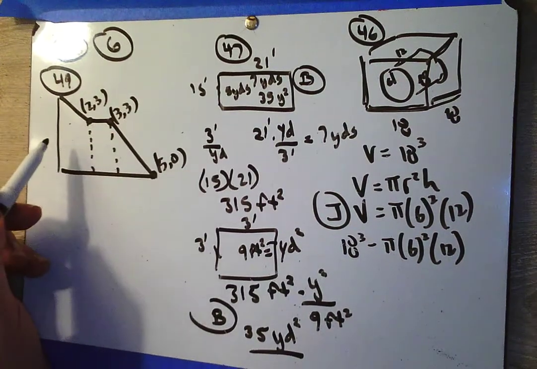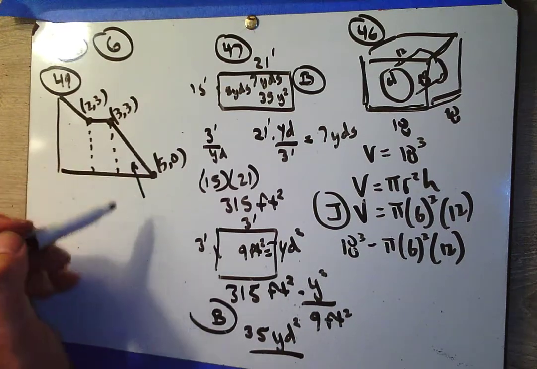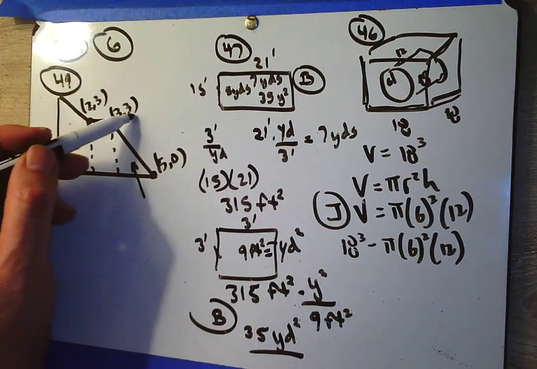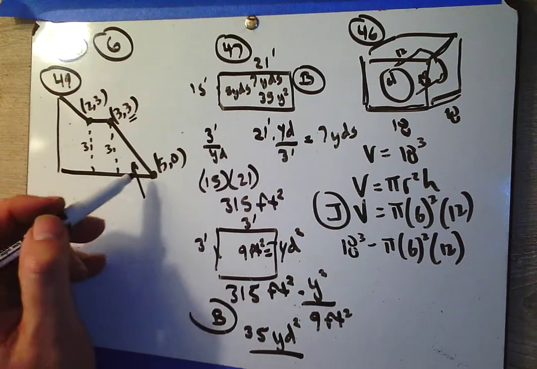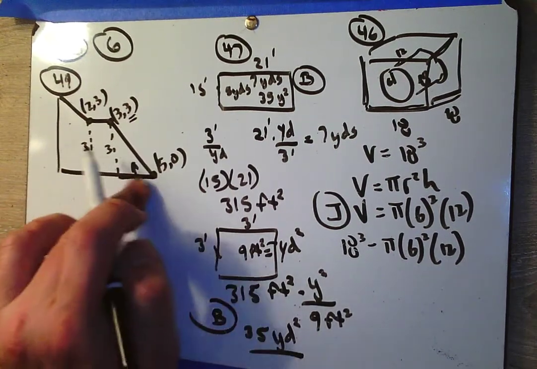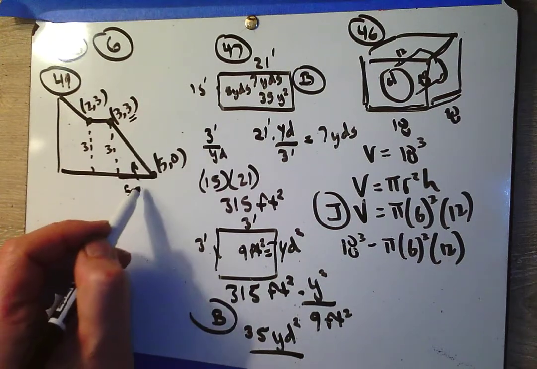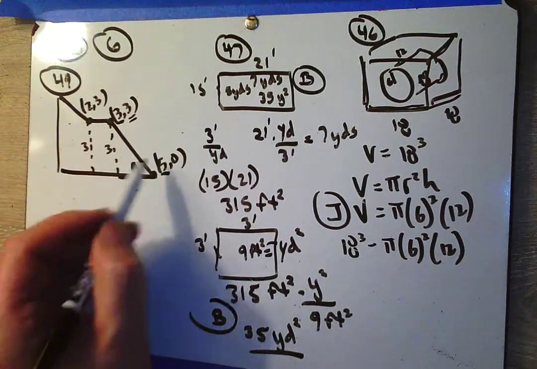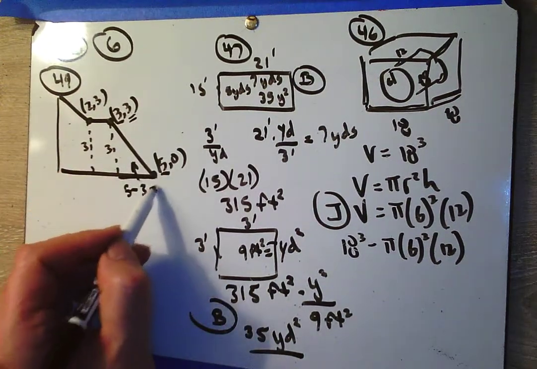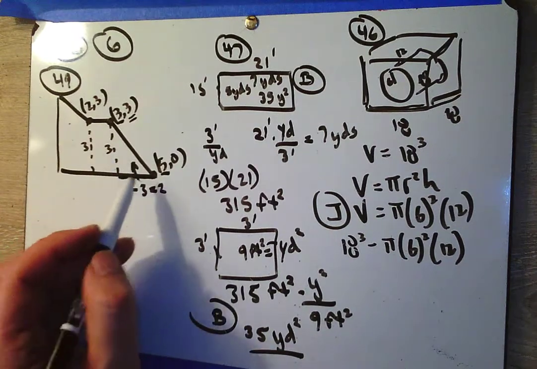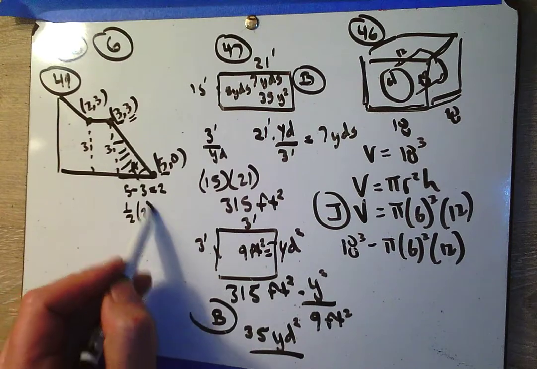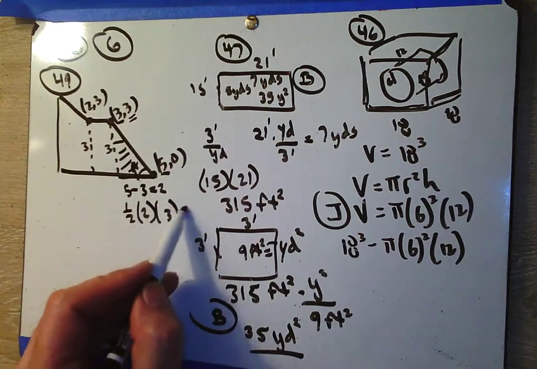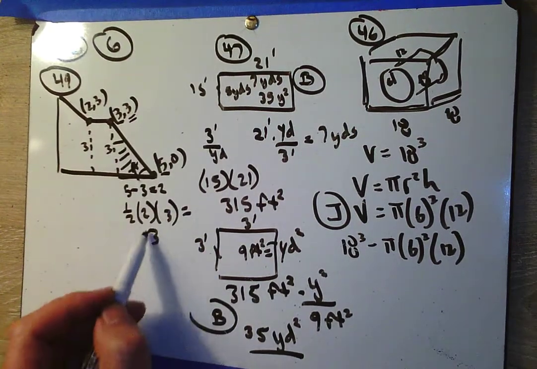Well, I see 3 shapes here. I see a triangle. I know the height of this triangle is 3. And I know the width of the triangle is 5 minus 3, the difference in these x values, or 2. So the area of the triangle is 1/2 the base times the height, which ends up being 3.